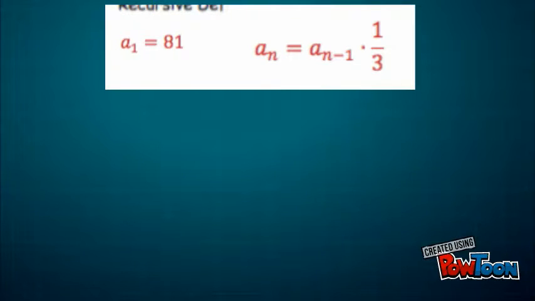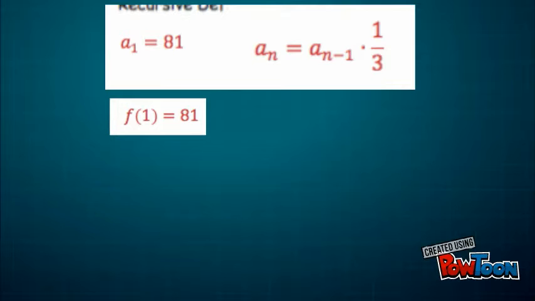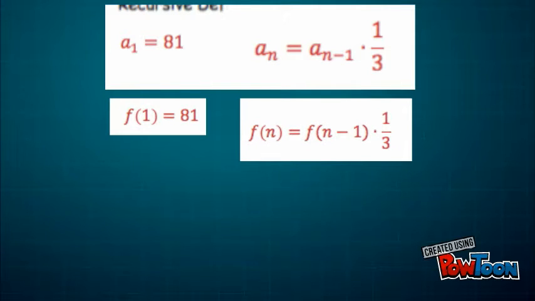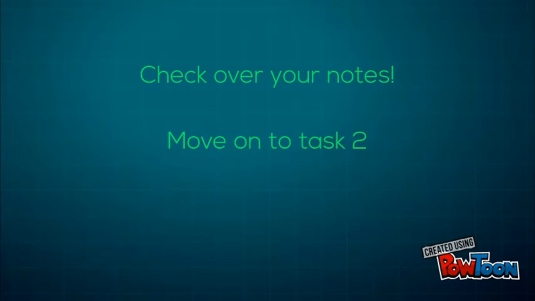We can also write the recursive sequence in function notation. If it was in function notation, a sub 1 would be the same thing as f of 1. So that part would say f of 1 equals 81. The equation would say f of n equals f of n minus 1 times 1/3, where a sub n is the same thing as f of n, and a sub n minus 1 is the same thing as f of n minus 1.